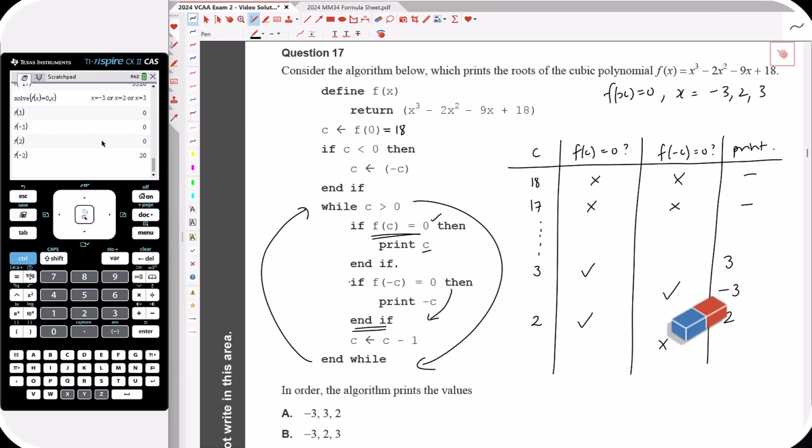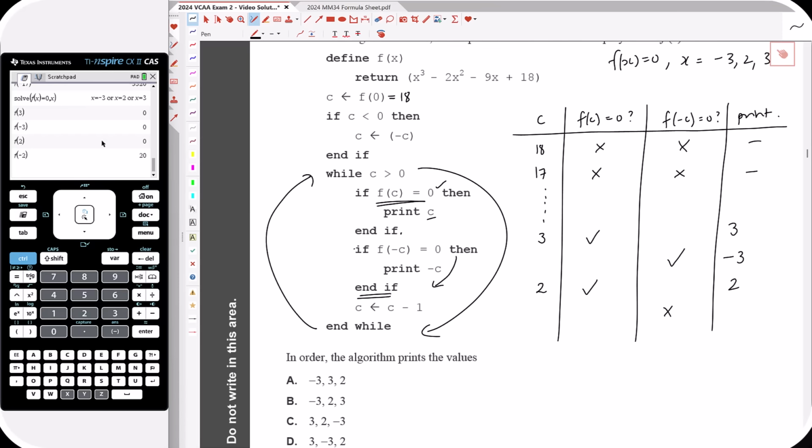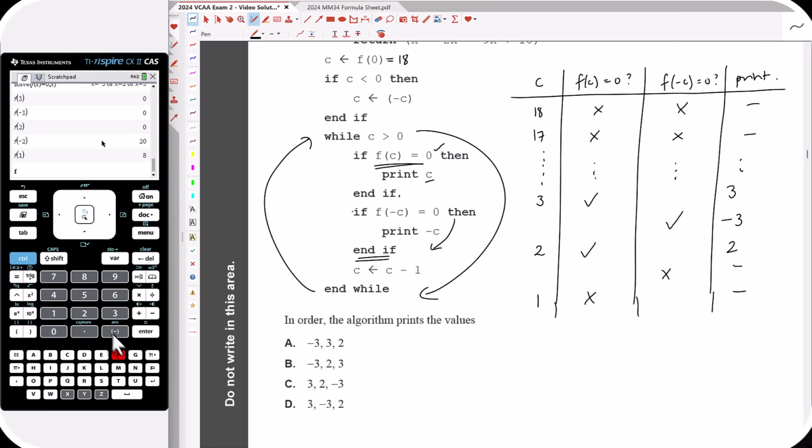And we can keep going, but if we continued on from that, then we would subtract 1 from c again, and so we would get c equals 1. We know that f of 1 is not 0, so we don't print anything there. We know that f at -1 is 24, which is not 0. And so we don't print anything from that.